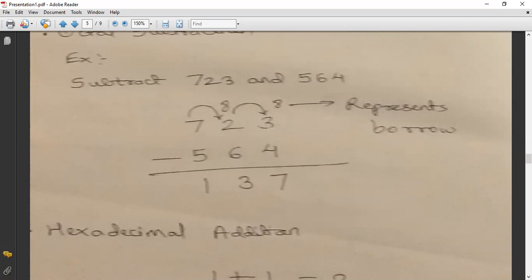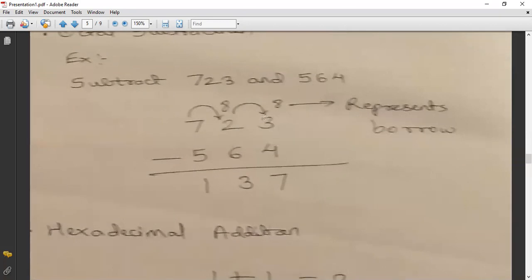Fine. 3 is smaller than 4, right? But what are we going to do? We are going to borrow from 2. Okay, but if we borrow one number from 2, that one number's value will be 8, because it's an octal subtraction. So what we have done is borrowed 8.